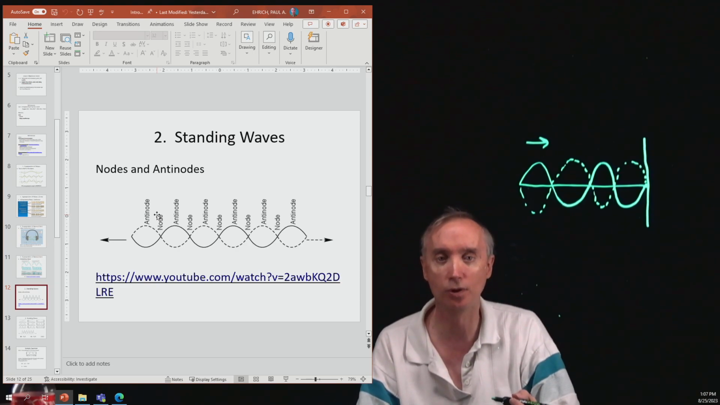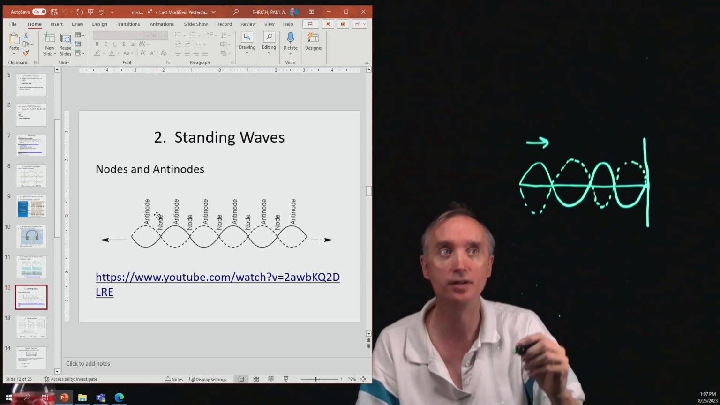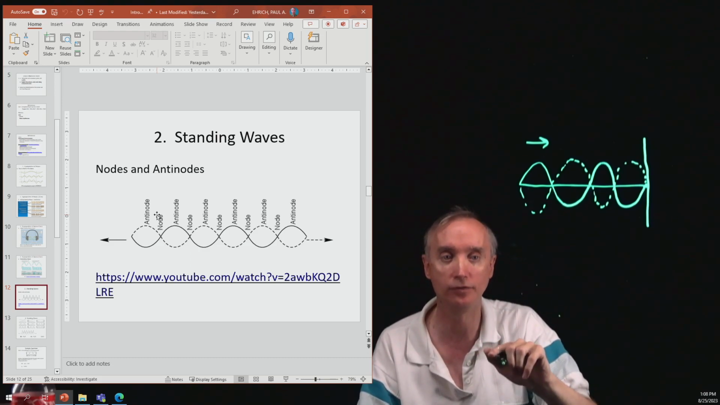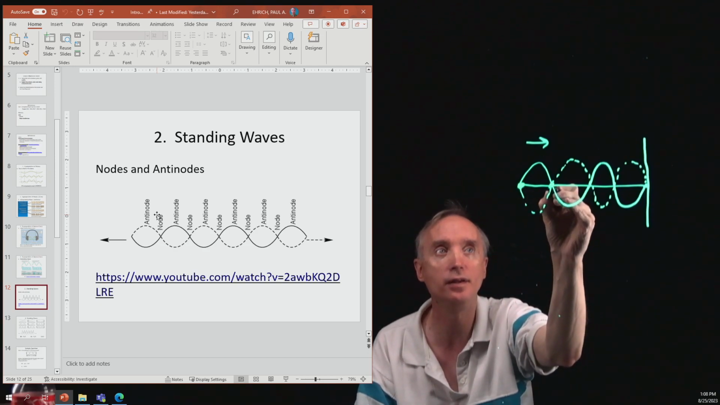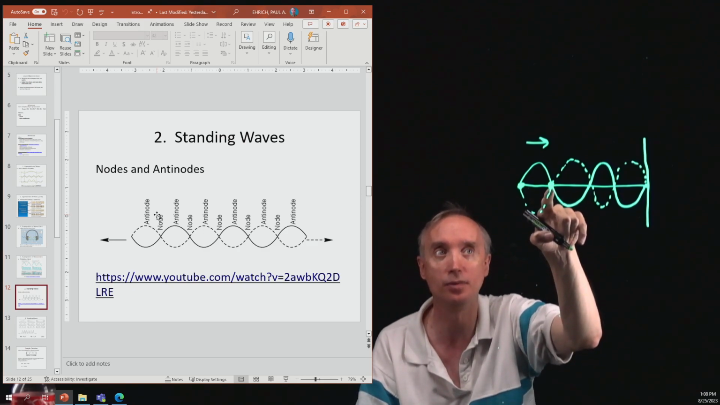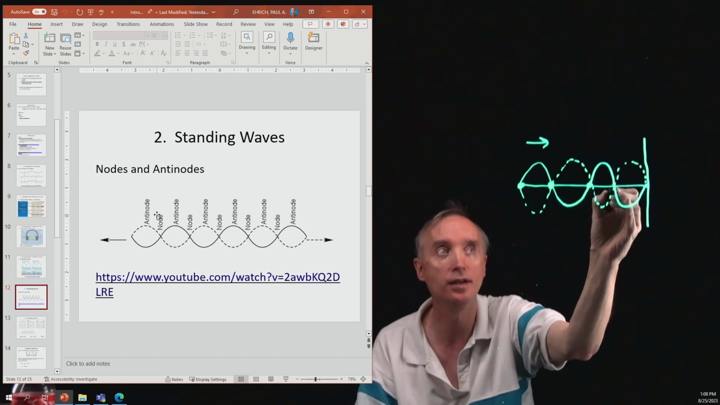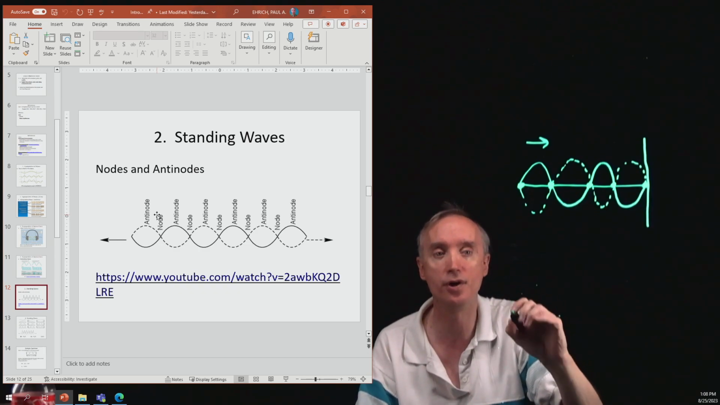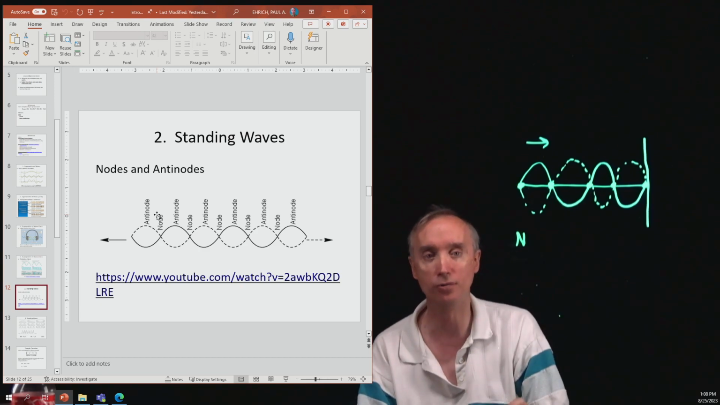Well, we got some special words, nodes and antinodes. A node is where you have minimum movement of the wave. Right here and right here, notice the amplitude of the wave is at its minimum, and you'd have another one here, and another one here, and another one here. These are all called nodes, and we're going to say N for a node.